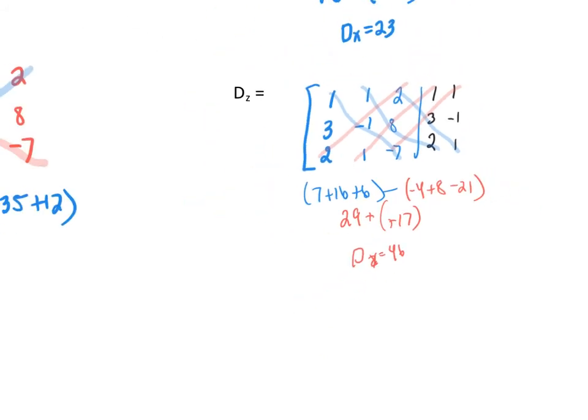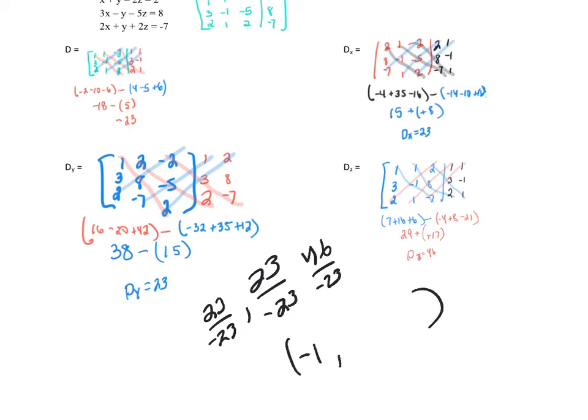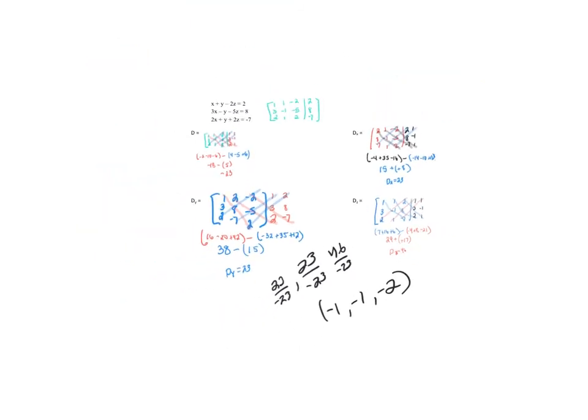Now to find my ordered pair, guys, you take your d sub x, your d sub y, your d sub z, and you divide it by your determinant, which was negative 23. So I have 23 divided by negative 23, 23 divided by negative 23, and 46 divided by negative 23. So my ordered triple is negative 1, negative 1, negative 2. And there you go.